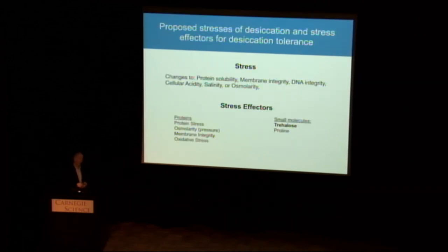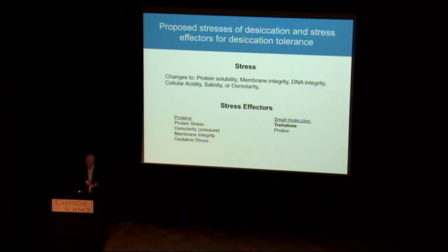Okay, so what are you people thinking? Water is everything in cells. It's a biochemical cofactor in most reactions. It's a solution in which you move stuff around. It helps diffusion. It does all kinds of things. So these are all stresses they think of when you remove water, you're going to have problems. The proteins are going to aggregate together. The membranes are going to break. The DNA is going to break. Cells are going to become acidic. They're going to have problems with their salinity or salt, and they're going to have pressure issues. So that's all the possible things, and people have known that there are stress effectors that have been identified: proteins that combat the aggregation, things that control osmolarity, membrane integrity, oxidative stress, and some small molecules, trehalose and proline.